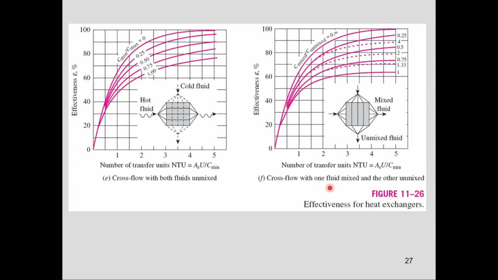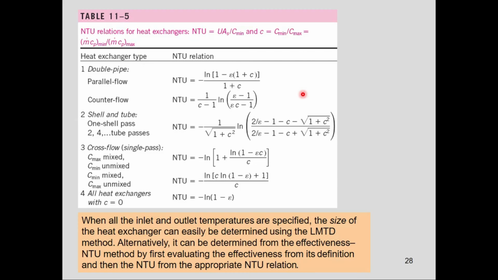Similarly, this is the graph for the effectiveness for the cross flow configuration with one fluid mixed and the other fluid unmixed. So this is the table which shows the relationship of the NTU in terms of the effectiveness and the capacity ratio, right, for different kinds of geometries.